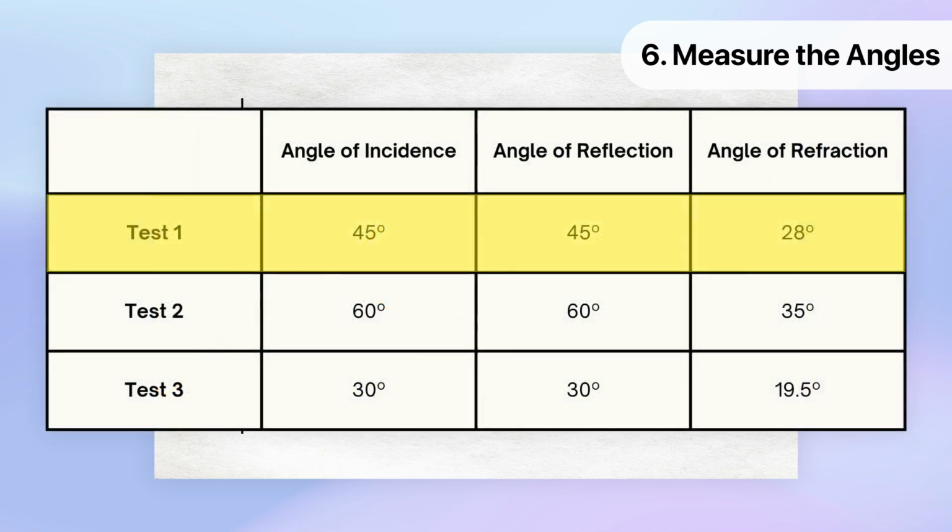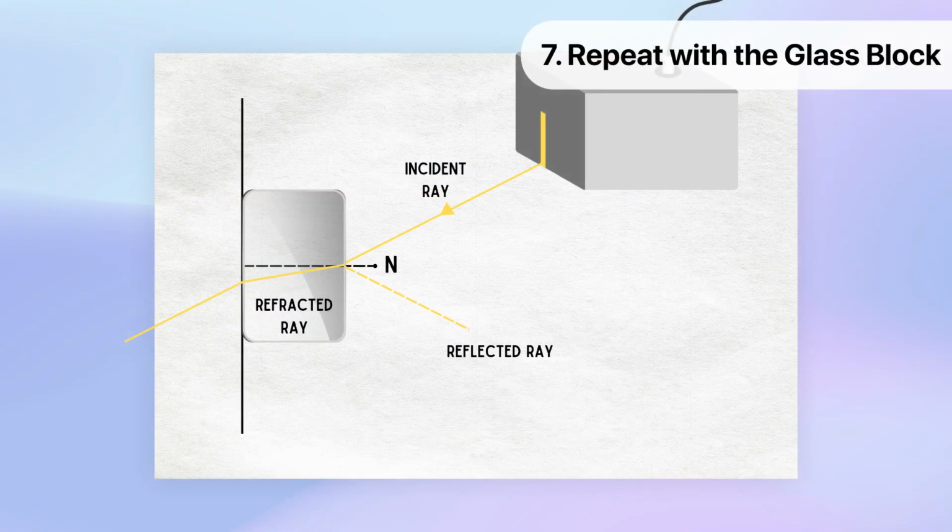Make sure to fill in the rest of the table with a few other tests when you change the angle of incidence. Now that you've completed the first part with the acrylic polymer block, repeat the steps above using the glass block. Measure and record the angles of incidence, reflection, and refraction again.